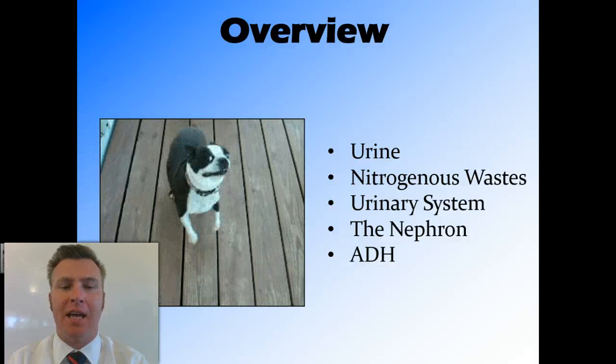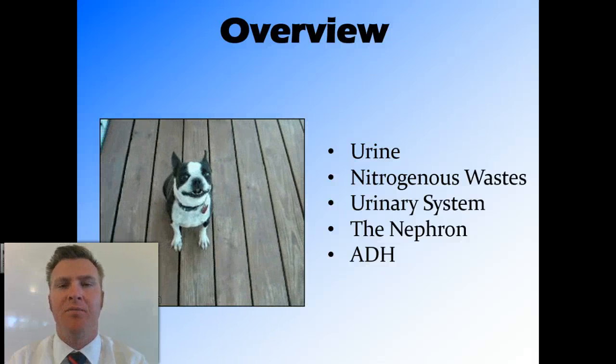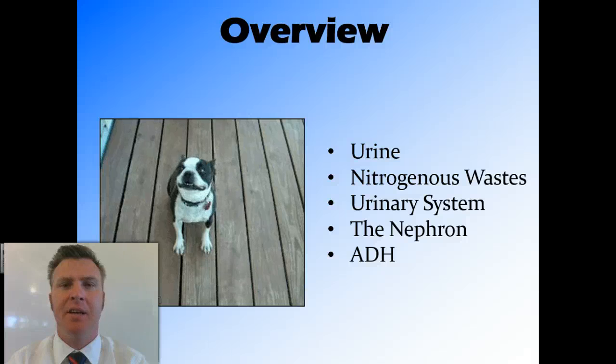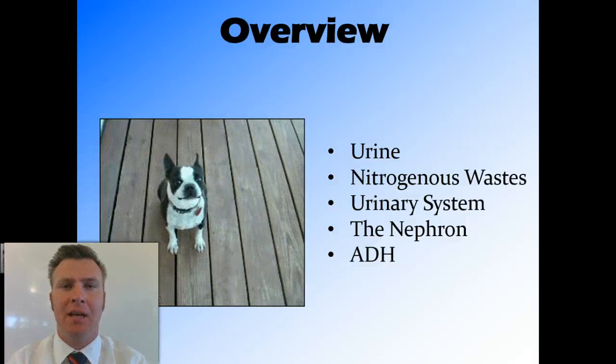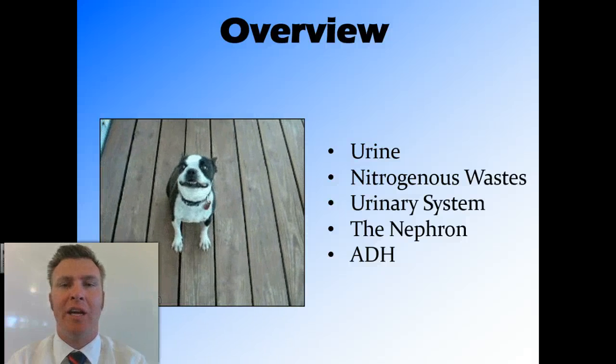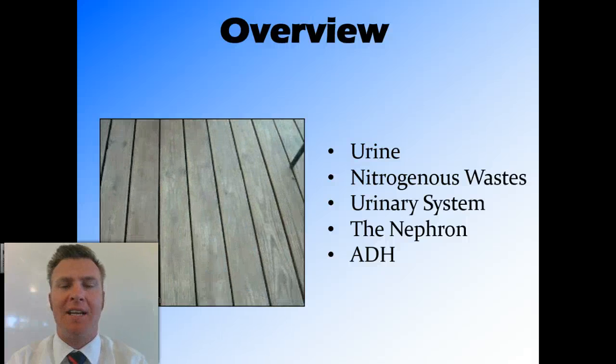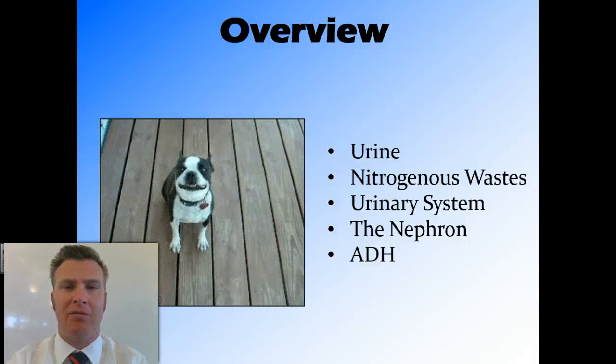And we've looked at antidiuretic hormone, or ADH, which increases the permeability of the tubule, therefore increasing reabsorption and decreasing the amount of urine produced.